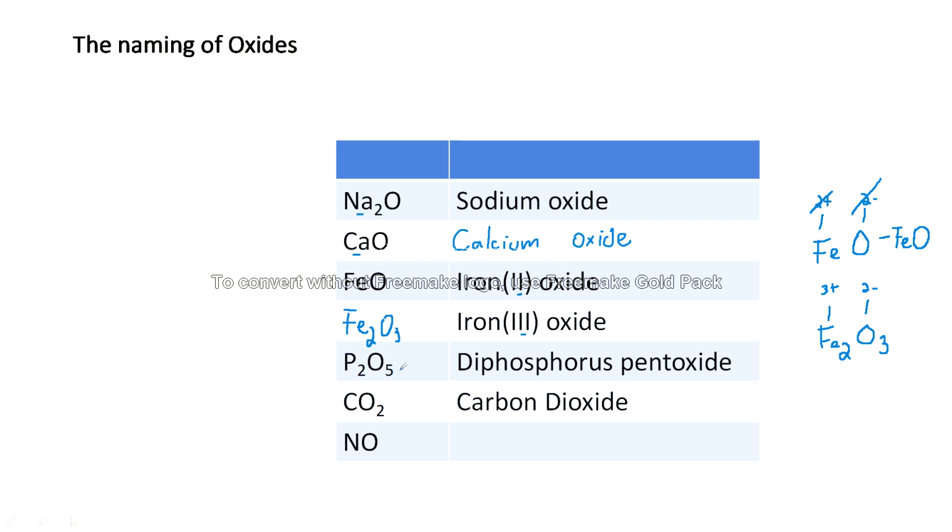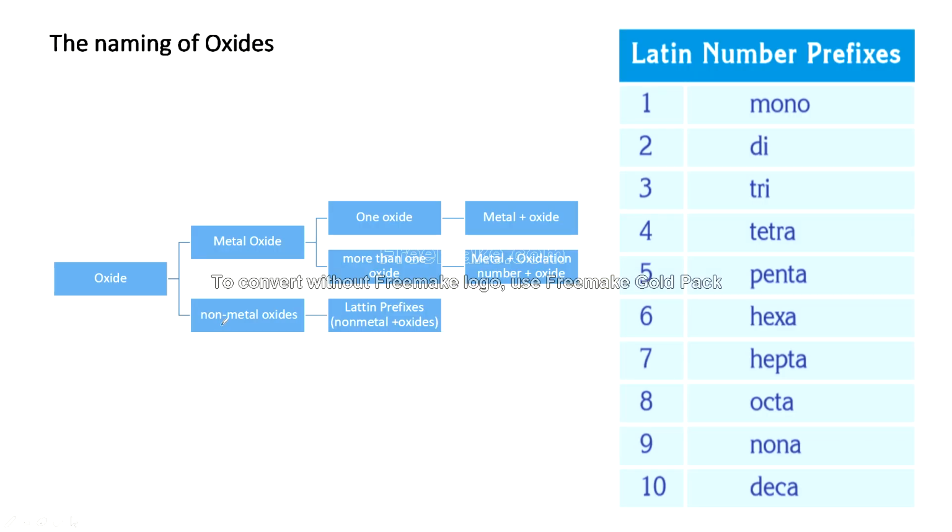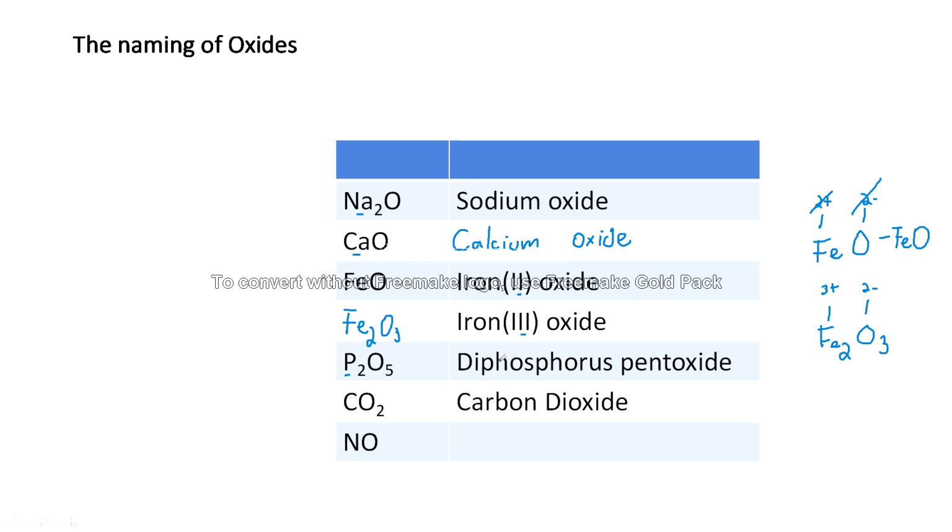Okay, have a look on this one. We have phosphorus and oxygen. Phosphorus is not a metal, so we have a non-metal. We need to use the Latin prefixes for the non-metal and oxide. It was P2O5. So P2 meaning that we have 2 phosphorus, we need to use di, and for oxygen that we have 5, we need to use penta. So we have diphosphorus pentaoxide.